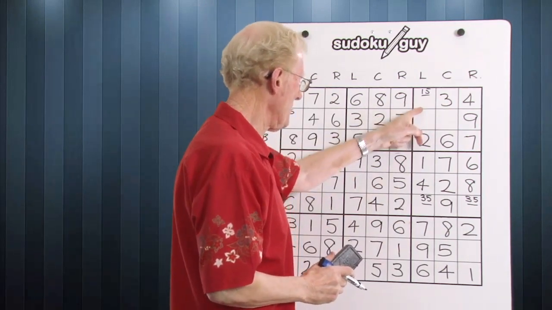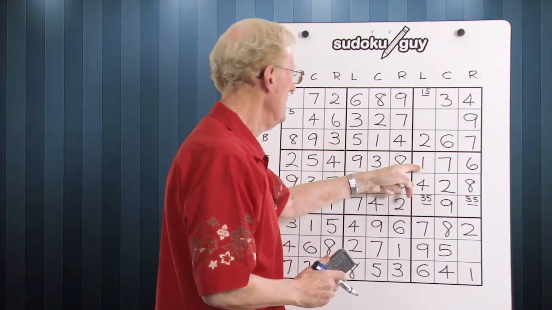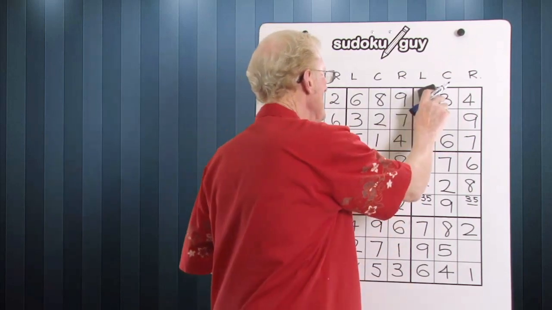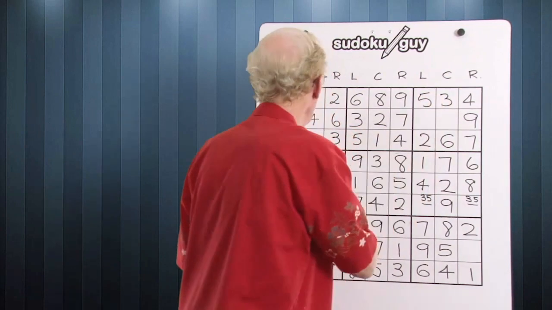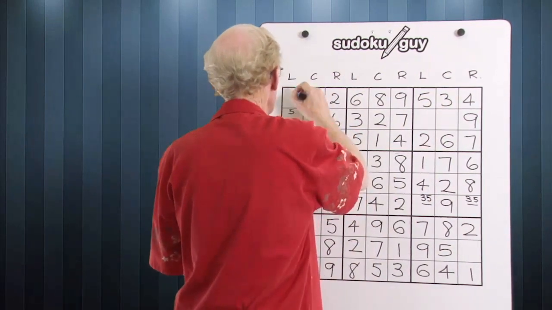Here, look at this 1, 5. Go down and you've got a 1 there. So that means that this becomes a 5. It cancels out the 1. And if that's a 5, this is a 1.